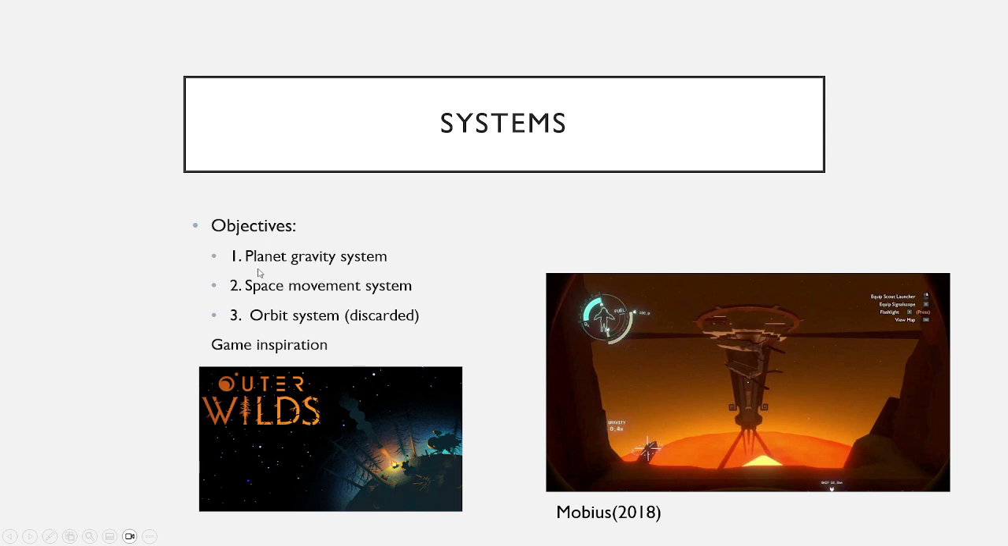The first main one was a planet gravity system. So the planets will attract the player to the center of the planet, and they will change the rotation of the player. So the down vector now points to the center of the planet. That's how this system will work.